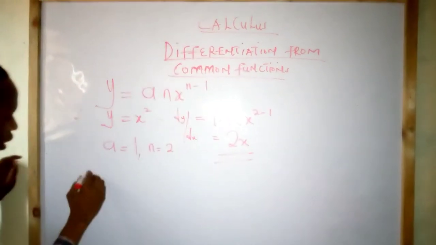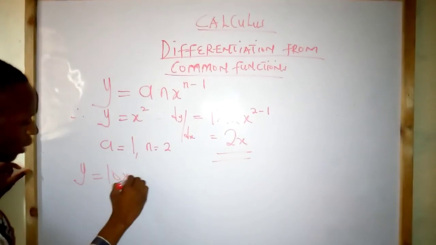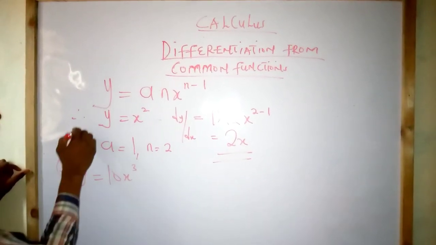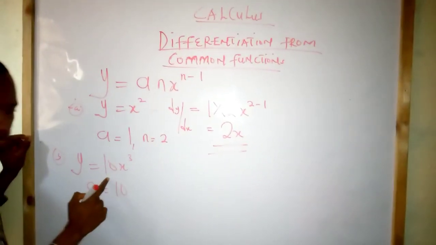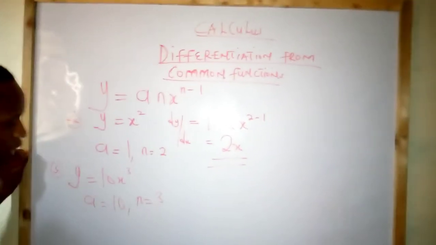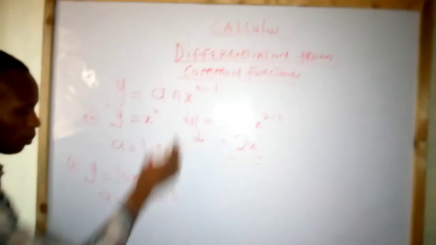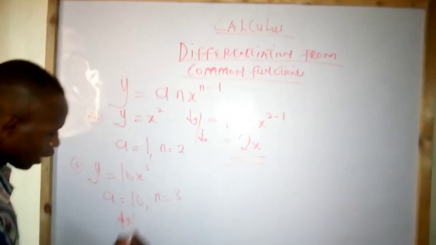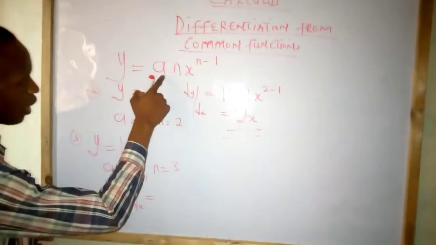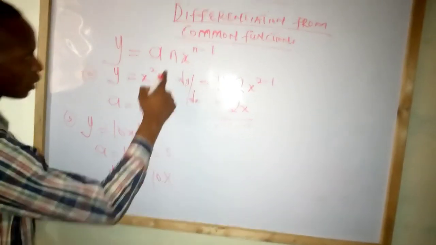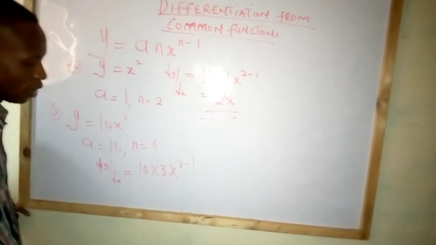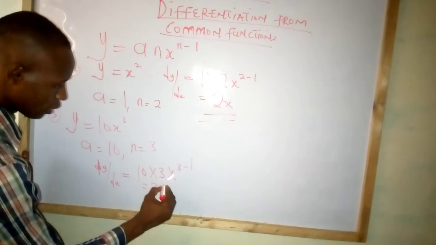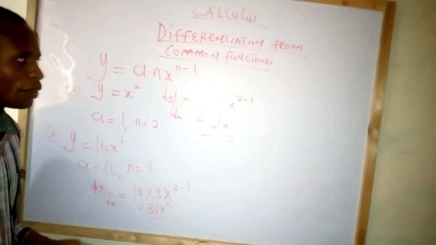Now, another case, if you are given y equals 10x cubed. My a again is simply the coefficient, which is 10. Then my n is simply 3. If I place these two again in this formula, I'm going to have dy/dx equal to a, which is 10 in this case, times n, which is 3, then x to the power n minus 1, which is 3 minus 1. And this will give you 10 times 3, that's 30x squared. But these are just a brief of common functions.